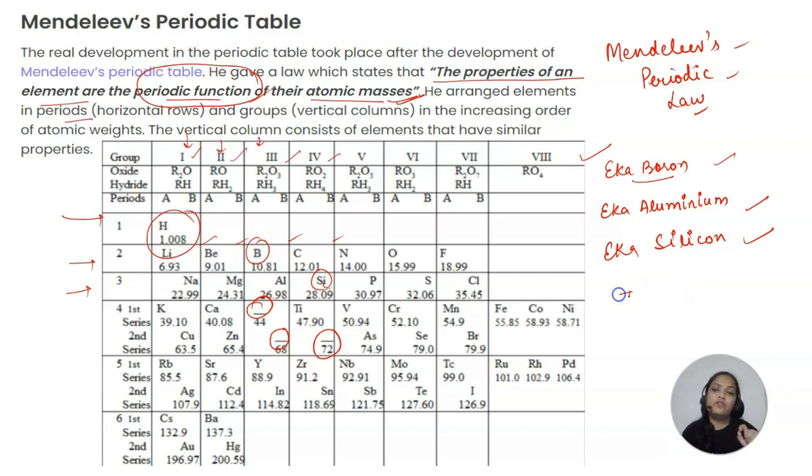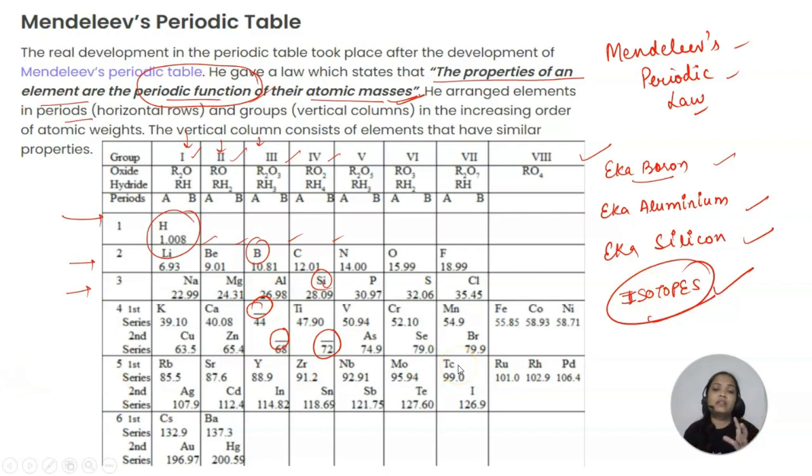Next point was he could not specify the position of isotopes. Why? Because isotopes are the ones which have different atomic masses. Now, if he is arranging the elements according to their atomic mass, let's say hydrogen has 3 isotopes, so it should get 3 positions according to the atomic mass. So that was another problem, that he could not specify the position of isotopes. And this classification also did not take into account the structure of the atom and all of that. So these were the major limitations.